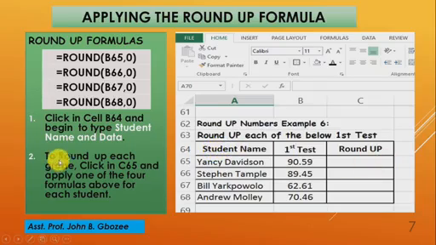From there, to round up each grade, click in C65. This one is correct, C65, and then apply each of these formulas as 65, 66, 67, 68. Upon that, you get your response.